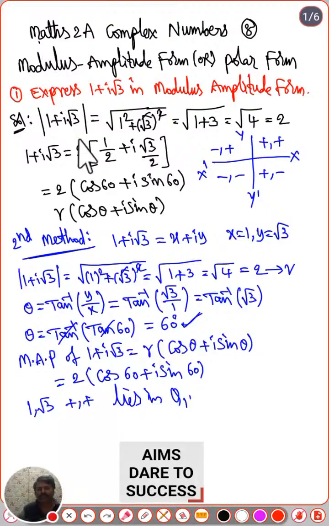Modulus amplitude form means r into cos theta plus i sine theta. One more type of modulus amplitude or polar form: theta is equal to tan inverse y by x. You can use any one, but you can remember modulus amplitude form or polar form, theta is equal to tan inverse y by x. Both methods are very useful and easy. Sometimes one is easier, but sometimes we must use this concept only.